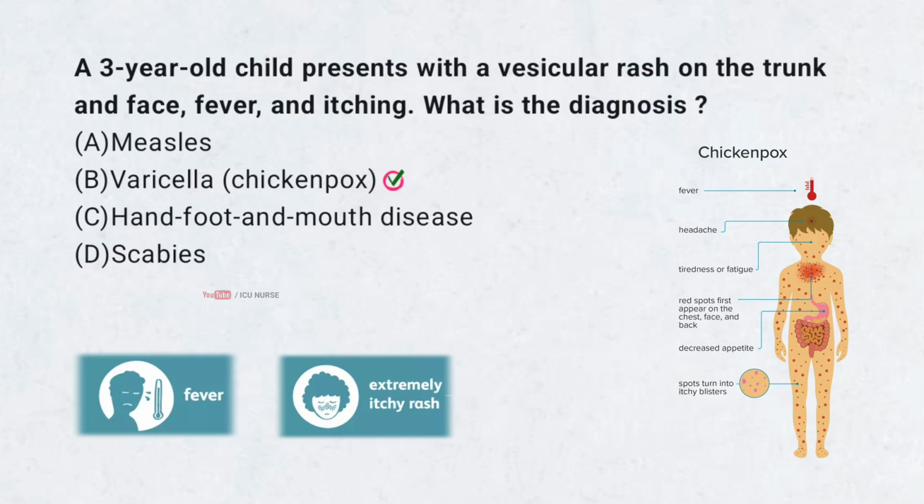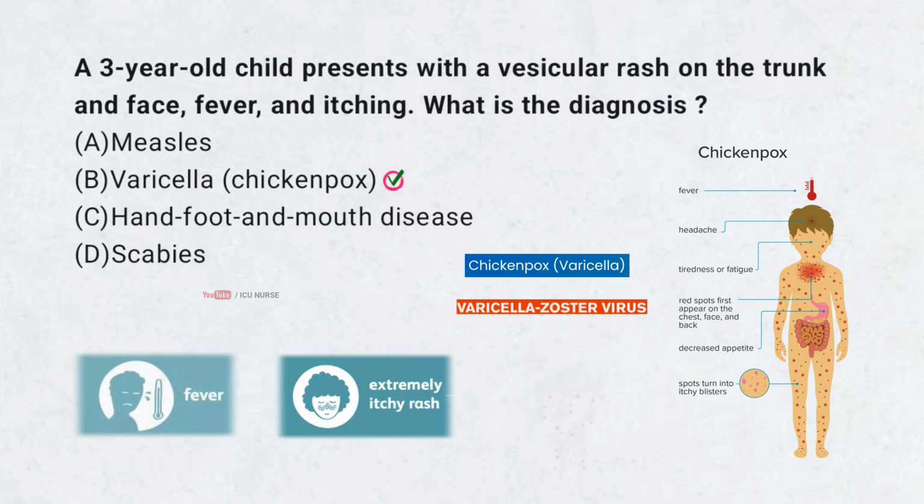Varicella, chickenpox. Varicella is caused by the varicella zoster virus. It presents with itchy, fluid-filled vesicles on the trunk and face. Fever and malaise are common. The rash appears in crops and crusts over. Treated with supportive care or antivirals in high-risk cases.